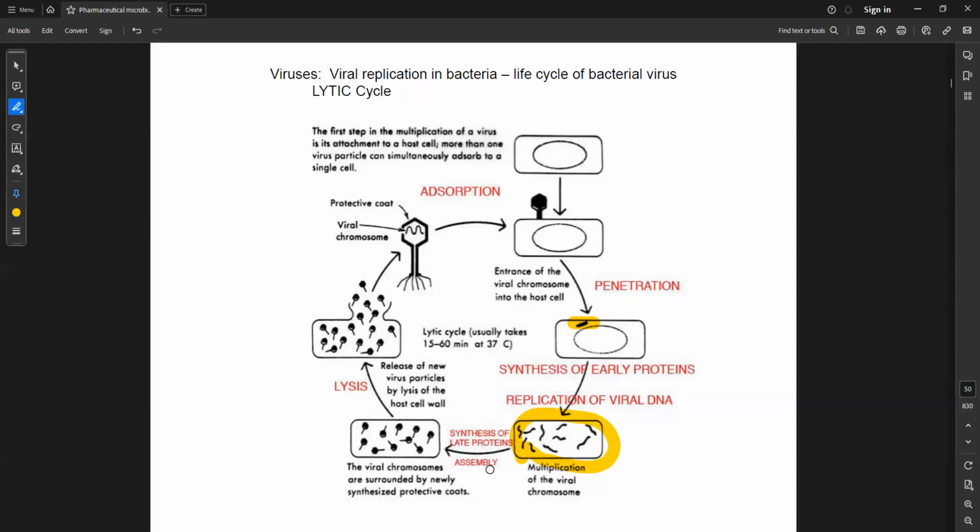Then we have synthesis of late proteins and assembly. Then the viral chromosomes are surrounded by newly synthesized protective coats. As you can see here, they've formed the two coats on the top of their head. Then lysis. Lysis is of the host cell. So when there's lysis of the host cell, there's a release of new virus particle into the surrounding area, which can be into the, what is it, the extracellular matrix? If it's in a human, it's in the blood, things like that.